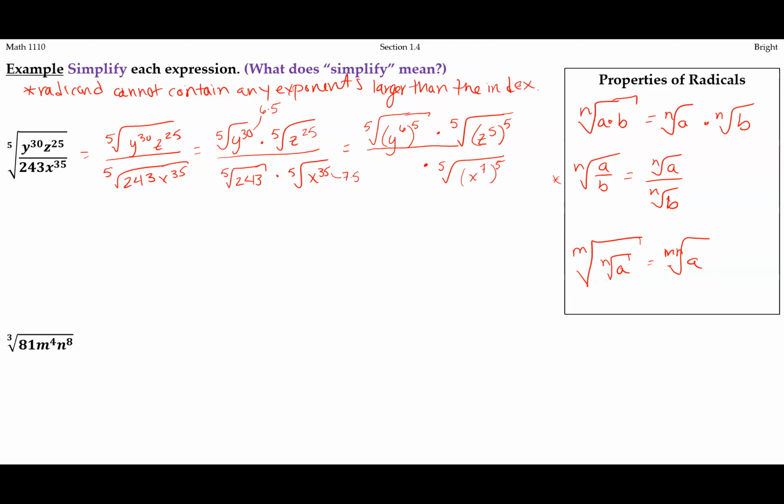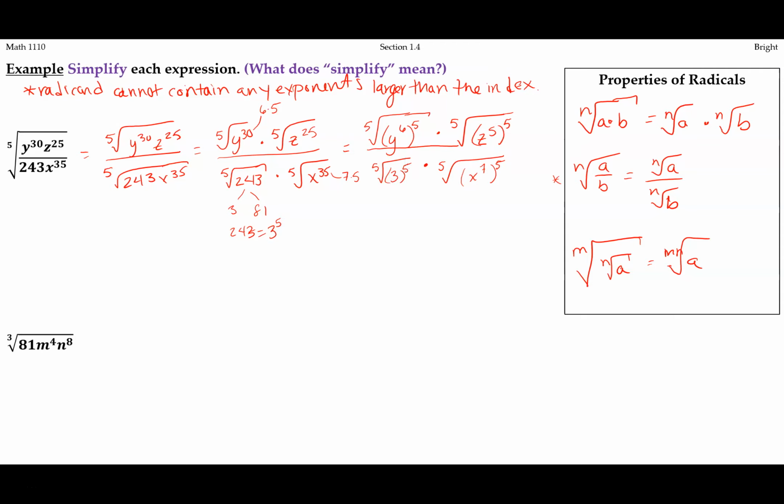Okay, I better deal with this 243 thing. You may need to use a factor tree. I'm going to try dividing by 3, and what you end up with is 81. And what this ends up being is that 243 is the same as 3 to the 5th power. So this is really 3 to the 5th power.